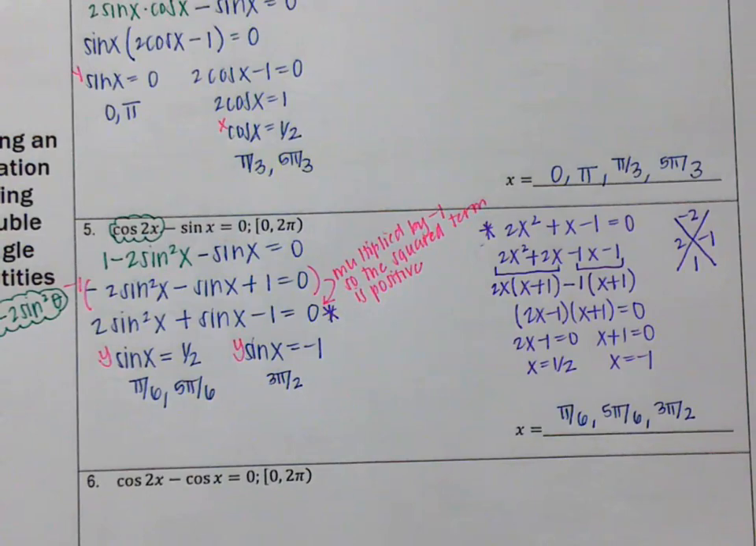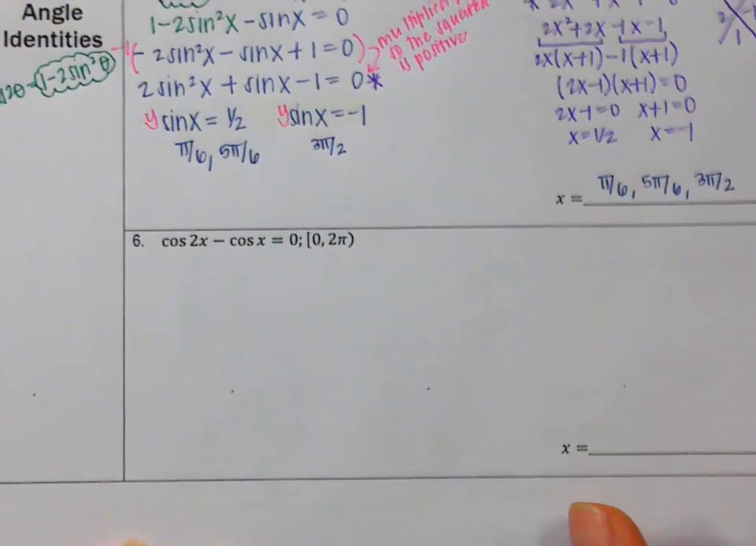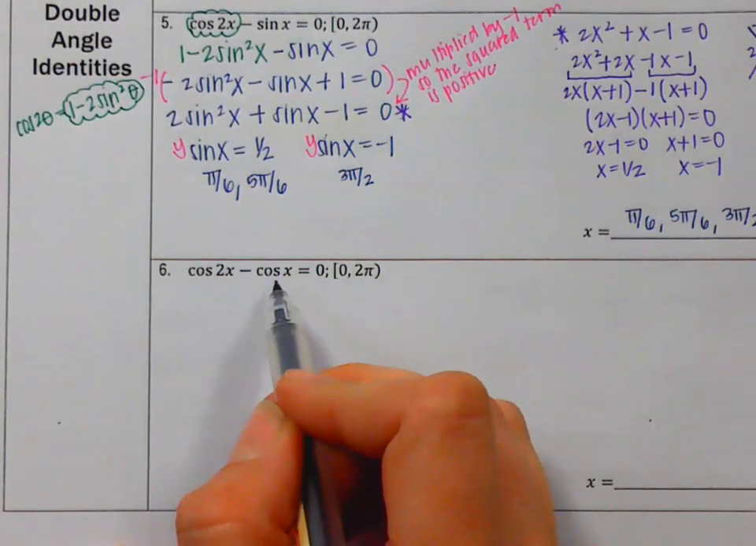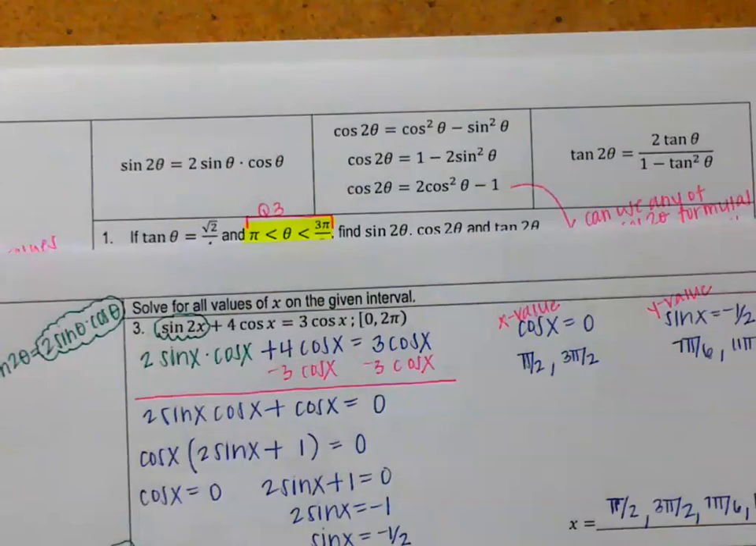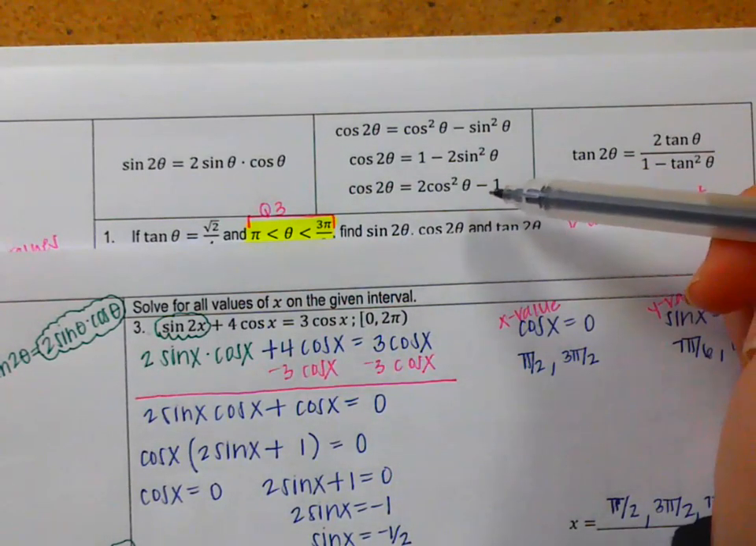Okay, last one. Hallelujah. Okay, so same thing here. We have cosine 2x. So the first thing is we have to think about what formula we're going to use. So I'm looking here. This is cosine x. So between my 3 formulas, I'm going to use the only one that has just cosine by itself. So I'm going to use this bottom one.